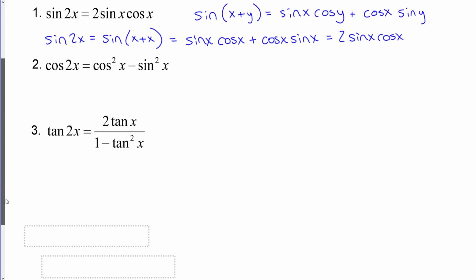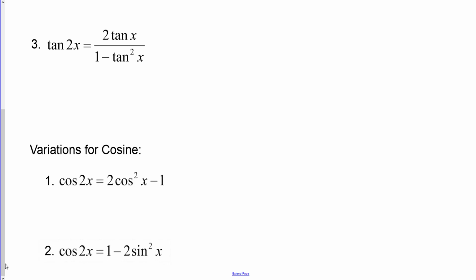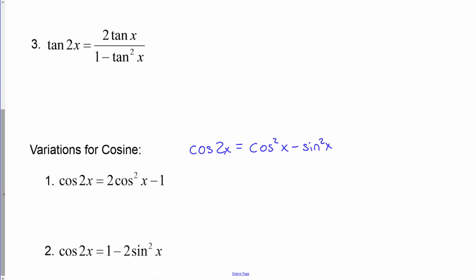Cosine 2x is particularly interesting because there are actually some variations for that one. One variation is cosine 2x is 2 cosine squared x minus 1, and the other one is cosine 2x is 1 minus 2 sine squared x. So let me show you how that works. Originally we have cosine 2x equals cosine squared x minus sine squared x. And you could easily see where that would come from if you evaluated cosine of x plus x. So that one makes sense.